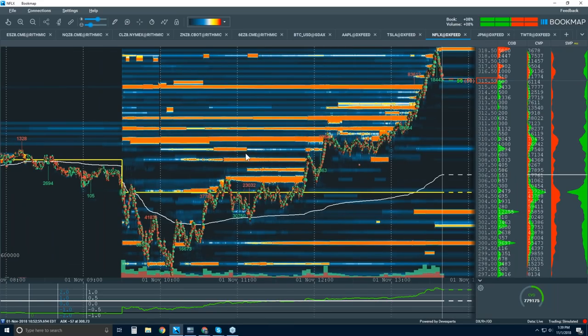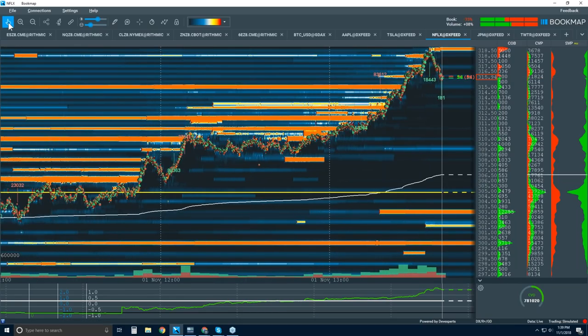Let's jump into these areas and see if these larger players got filled in these areas, because we're zipping right through them. Let's see where we might be going here. Anyway, it's incredibly, incredibly bullish, moving up to the upside here.